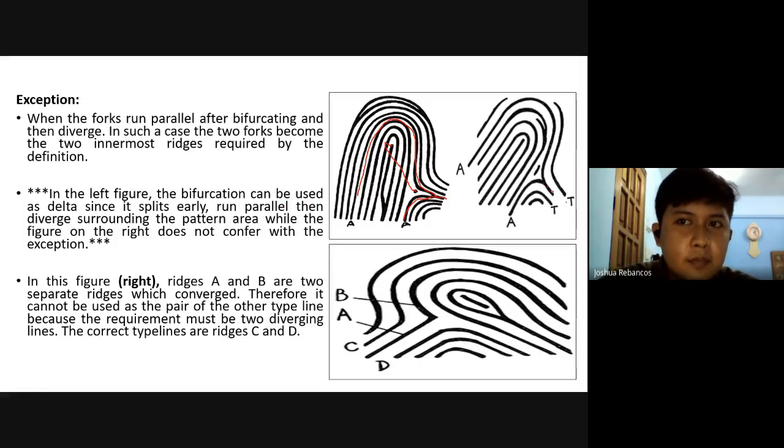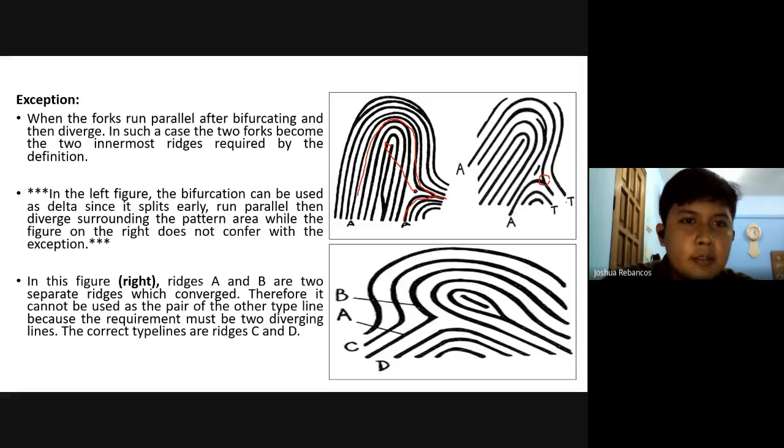Okay? Ito. It splits early. Ganun na siya. Okay? Run parallel then diverge surrounding the pattern area while the figure on the right does not confer with the exception. So, ito yung magiging delta nun. Ito yung magiging delta. Okay? Ito, hindi ito magiging delta. Ito, hindi ito magiging delta kundi yun.